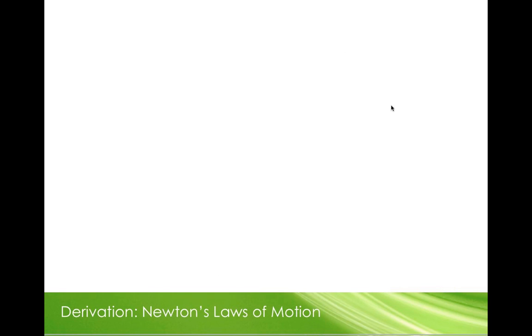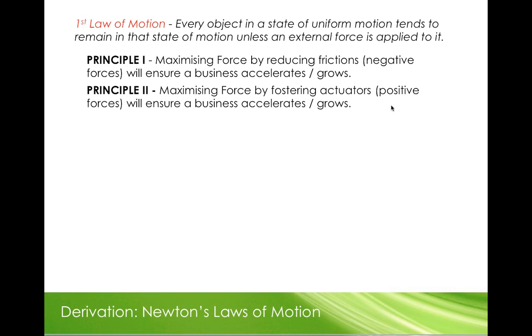So what are they? I'm not going to go into detail about how I derived them, other than to say that it was through reading some stuff about Newton's laws of motion. Because one of the things early on in Blueprint that we recognized why we were successful was that we started to reduce frictions. And then I remembered in Year 9 science being taught about Newton's laws of motion, and I did a bit more research about that and realized that really all 3 of his laws of motion are massively applicable to business. So how I made them applicable was that the first law of motion essentially means that we need to maximize the force, or reducing the frictions and fostering the actuators.